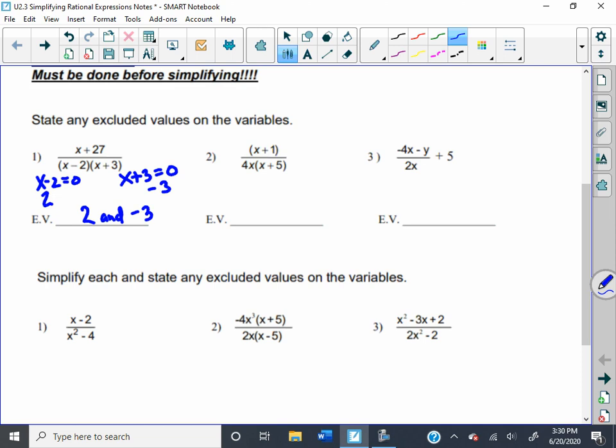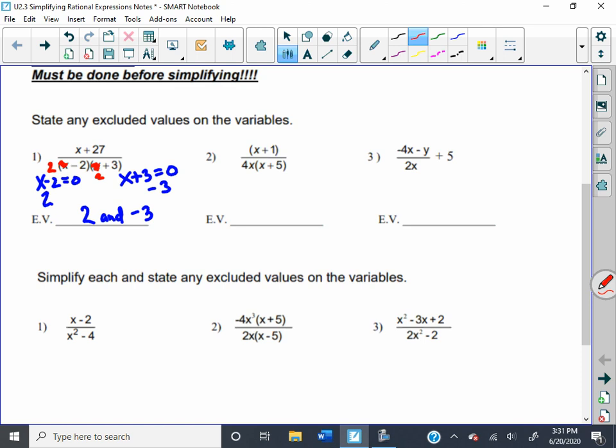All right, and so let me show you why. If I put 2 right there for x, and I put 2 right here for x, what's going to happen is I'm going to get 2 minus 2, which is 0, for the first parenthesis. The second one, I'm going to get 2 plus 3, which is 5. And then I multiply 0 times 5, I'm going to get 0. And I can't divide by 0. So 2 makes it 0 in the denominator.